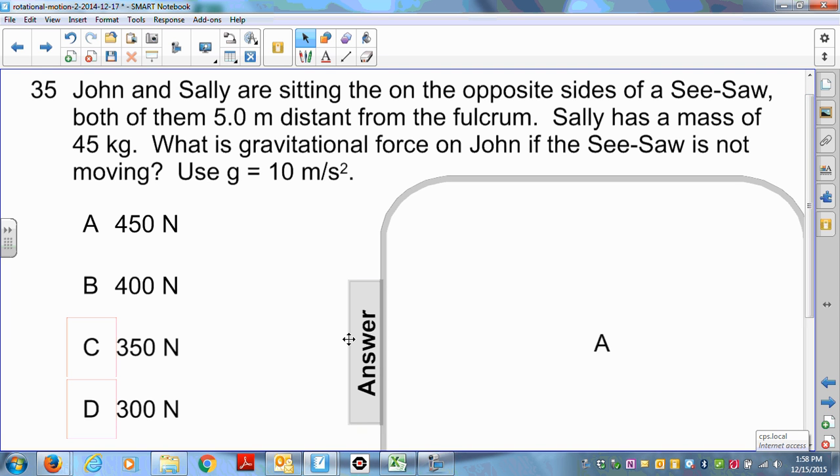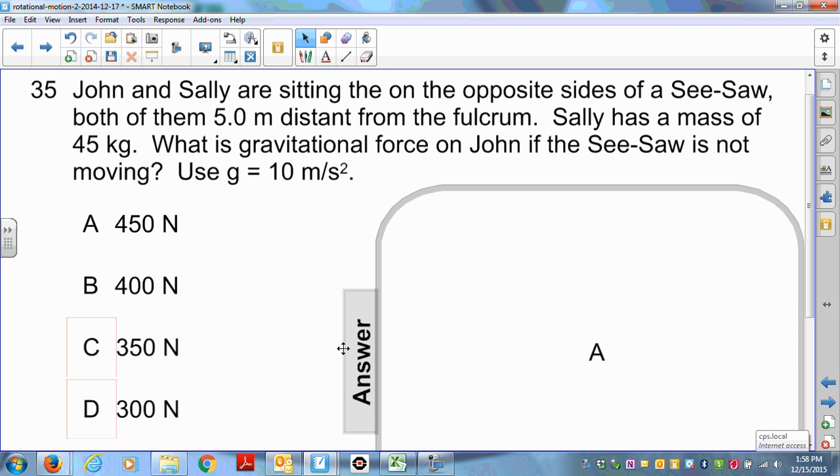Okay, so let's see, you should have gotten 450 newtons. Okay, and how did we get that? Well, they're both 5 meters apart. Sally's mass is 45 kilograms. It's not moving. Therefore, John must also have a mass of 45 kilograms. But they didn't ask for the mass. They asked for the gravitational force. In this case, we multiply the 45 kilograms times 10 meters per second squared, and that gives us 450 newtons. And the answer is A.